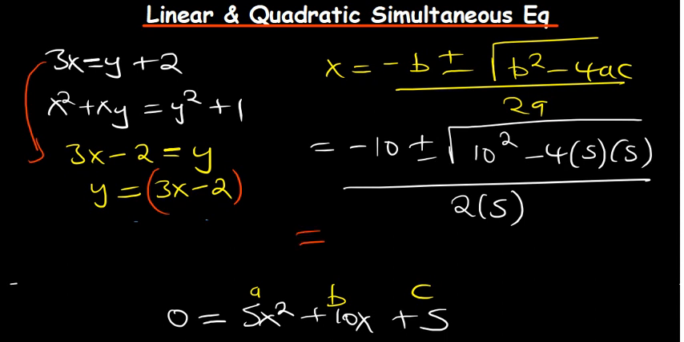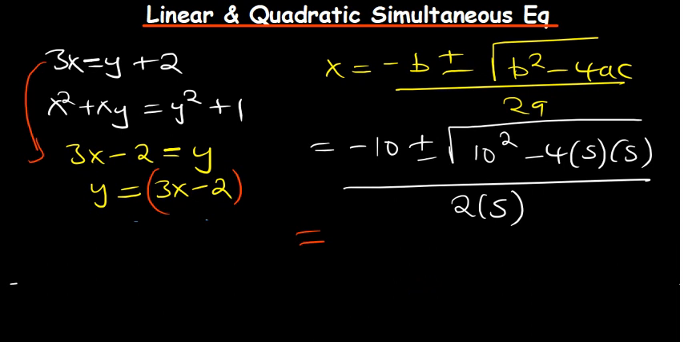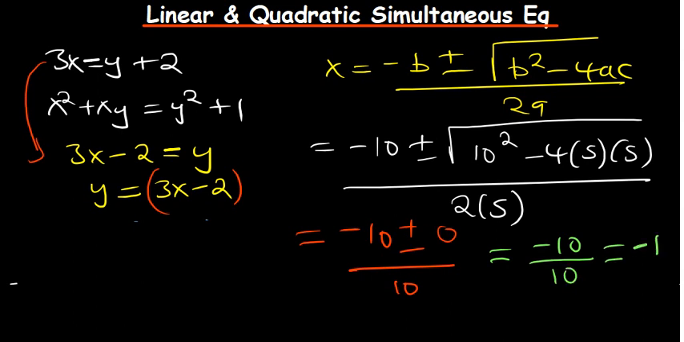Let's see now what we're going to have. Negative 10 plus or minus the root of 10 squared, which is 100, and then negative 4 times 5 is negative 20, and negative 20 times 5 is negative 100. That gives us a root of 0, over 10. Since there's a 0 under the root, we're only going to have a single root. It's going to be negative 10. Whether you add or subtract, it's still negative 10, and this gives us negative 1. Is it true that negative 1 can satisfy the equations we have there? This is the value of our x.